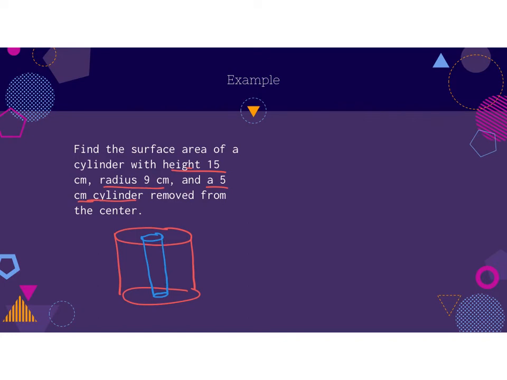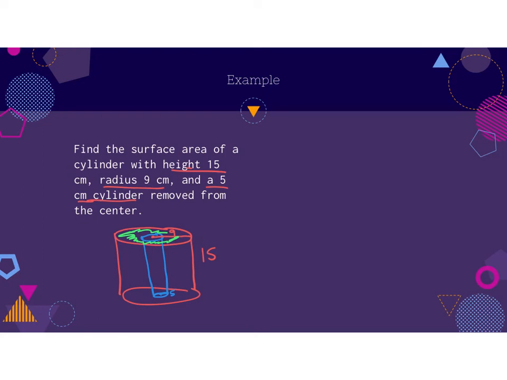Okay, so let's label what we know. The big cylinder has a height of 15. They both do, rather. And the big one has a radius of 9. The cylinder inside has a radius of 5. Okay, now we can imagine, right? We're trying to find surface area. And this here is our annulus. Okay, and we have two of those, the top and the bottom.